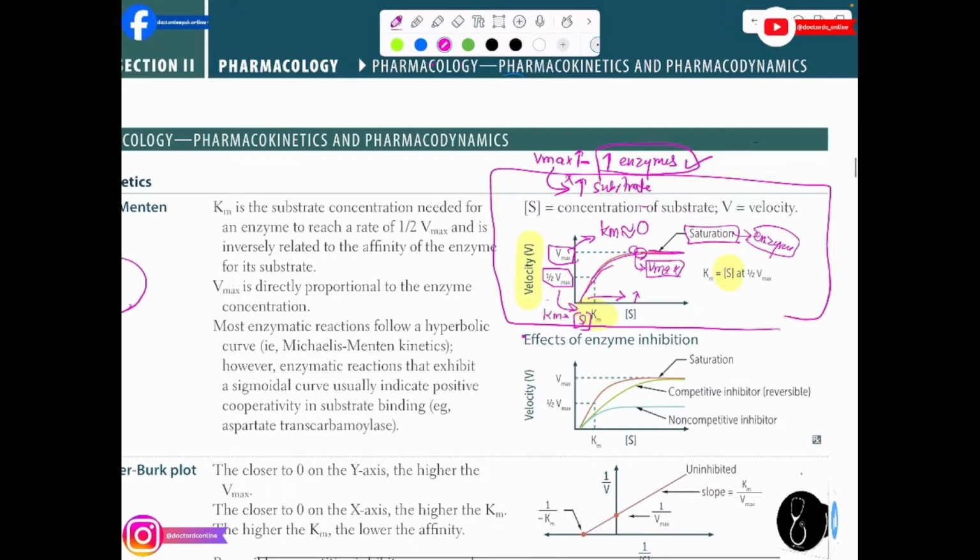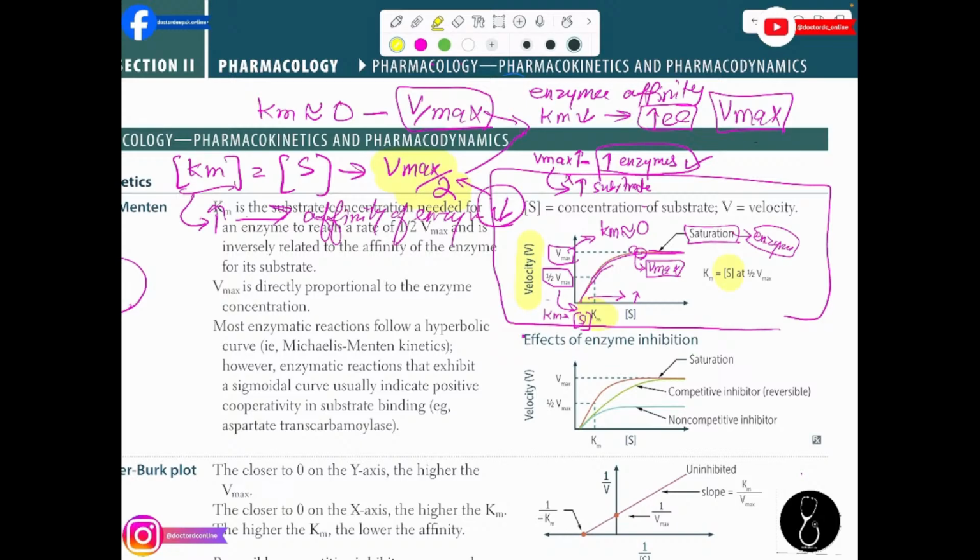If the concentration of Km is high, then the affinity of the enzyme will be decreased, because you already know the velocity is decreased. It is Vmax half. If the affinity is high, you will get the maximum velocity. If the affinity is low, then you get less velocity. That is understandable. Now I will read the lines that are written.